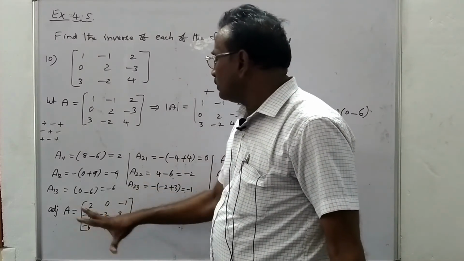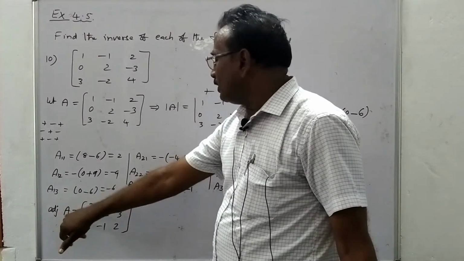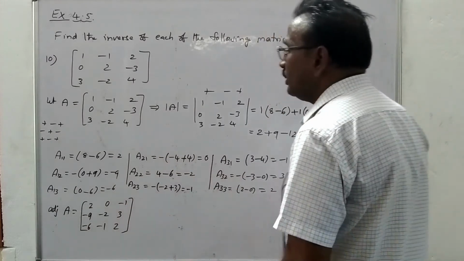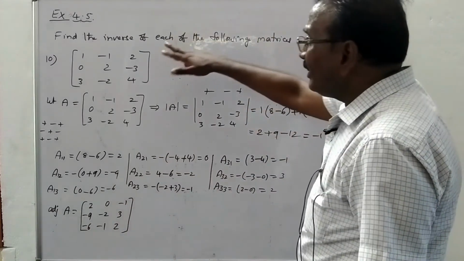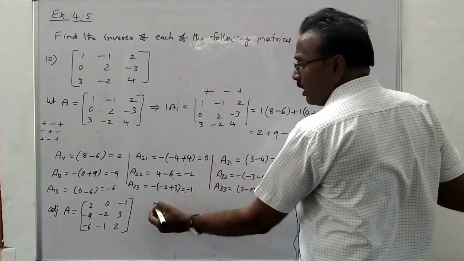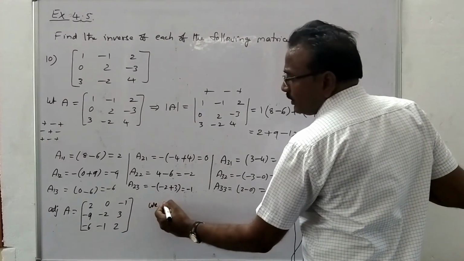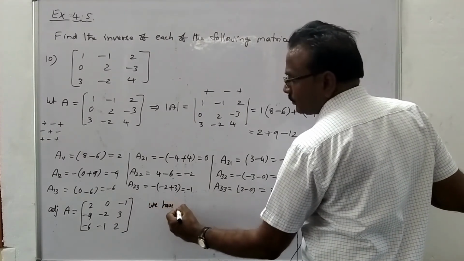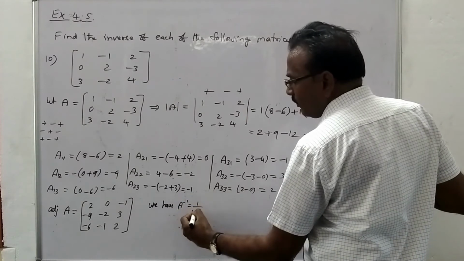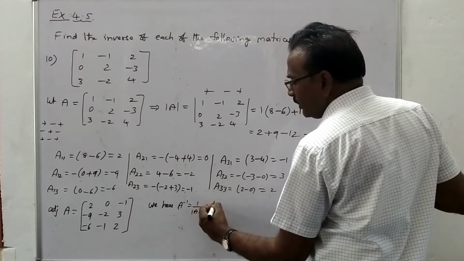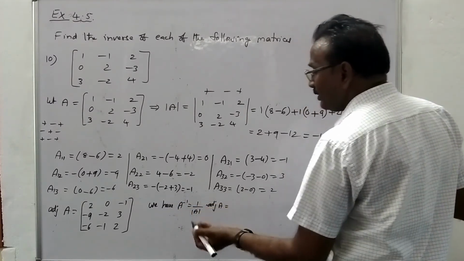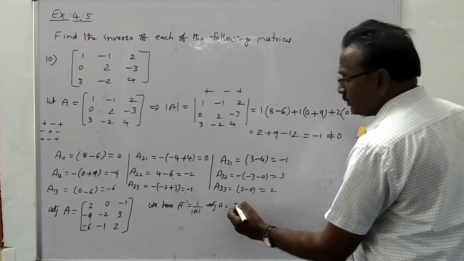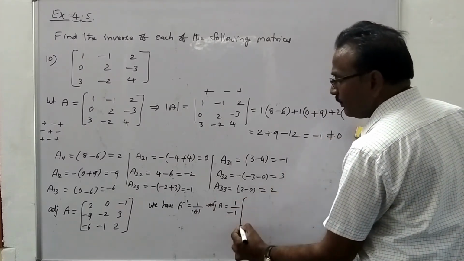We have already done the transpose, so we don't need to do it again. Right, adjoint of A is equal to this one. So you have to find the inverse of the matrix. Therefore we have A inverse is equal to 1 by determinant of A into adjoint A. What is determinant of A? Minus 1.